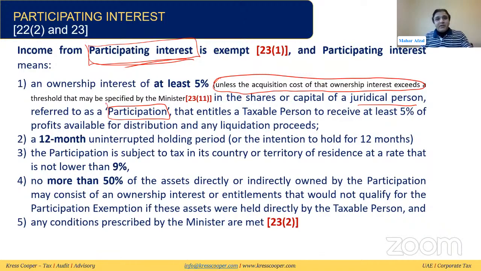It has been given in Article 23(11) of the law. I think I forgot to discuss it. So 5% is the condition, but the minister can set a threshold. If the amount invested is more than this threshold, then it will be assumed that this 5% condition has been met.